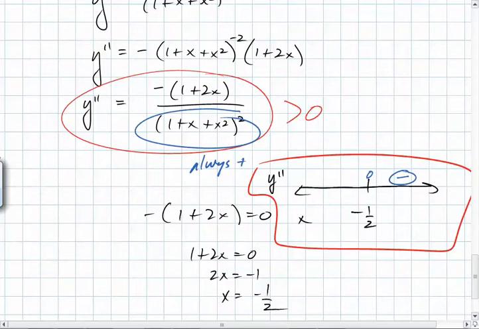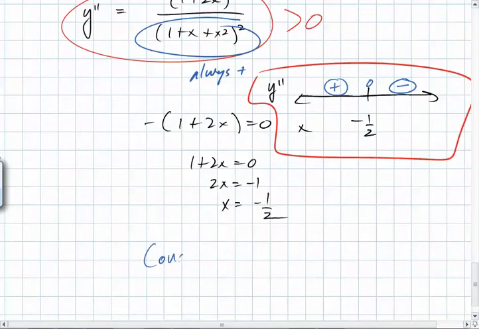What happens when you plug in negative 1 into this? What's 1 plus negative 2? What's negative negative 1? So what's it going to be? Positive. So where is this concave up? So it's concave up from negative infinity to negative 1/2.